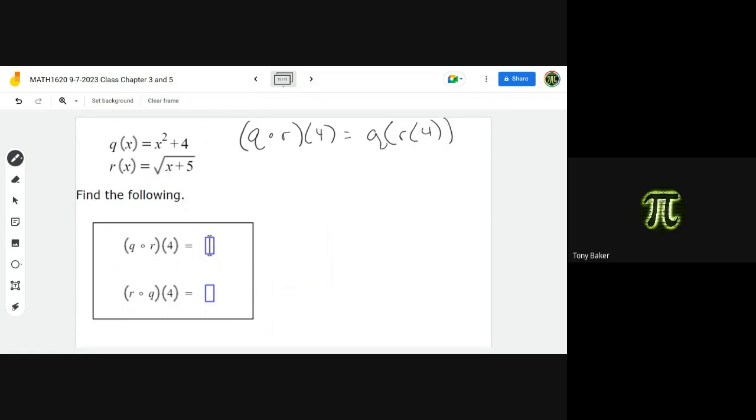So in this case, I'm plugging the 4 into Q. So I have 4 squared plus 4, so that's 20. And now I'm taking the, oh, I did it backwards. Okay, I'm plugging the 4 into R. So that's the square root of 4 plus 5, which is the square root of 9, which is 3. And now I'm plugging it into the Q. So 3 squared plus 4 is 13.